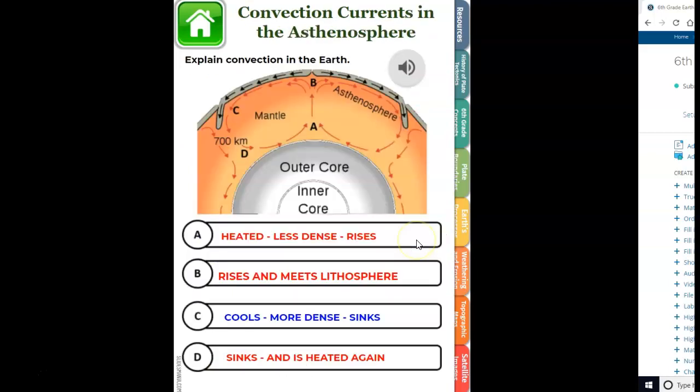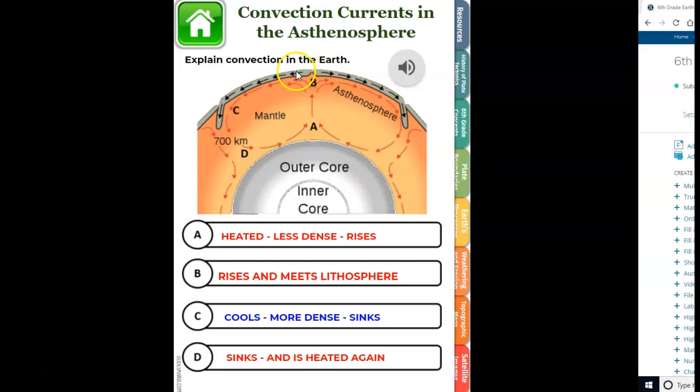Now, how does that apply to the Earth? Well, inside the Earth, remember, we have our core. The inner core is the hottest part, and this is where the energy comes from. So the inner core heats the material above it, in this case in the asthenosphere. It heats it so much in the asthenosphere that it becomes very soft, and you'll have pockets of magma as well. When it's heated, it's less dense, and it's going to rise up.